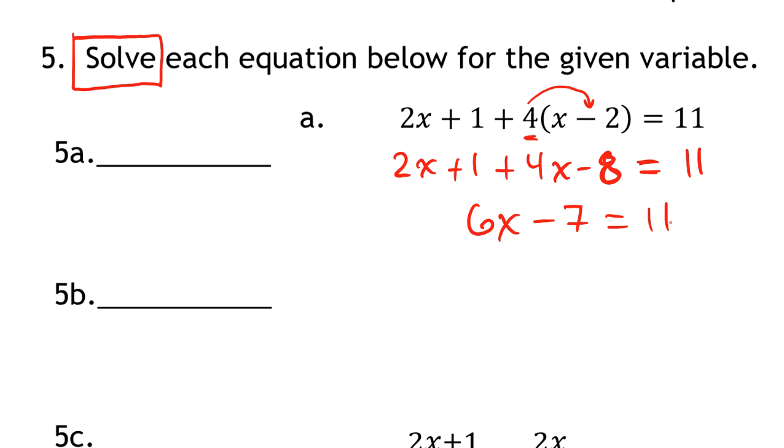Certainly, if these are really equal, I can add the same to both sides, and it doesn't change things. So I'm going to add a 7 to both sides. I end up getting just 6x on the left-hand side when I add 7 to that side. And on the right-hand side, when I add 7, I get the number 18. And then if I divide both sides by 6, you can see that 6 times x divided by 6 is just x, and 18 divided by 6 is the number 3. So x is 3.